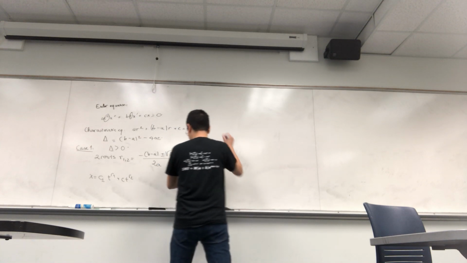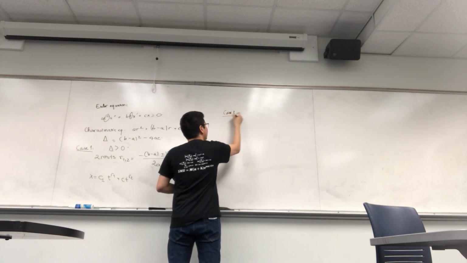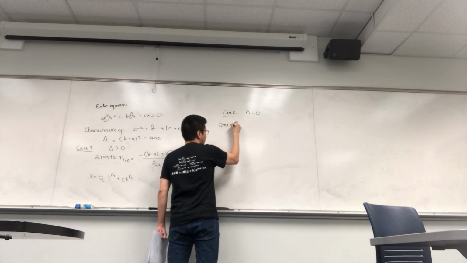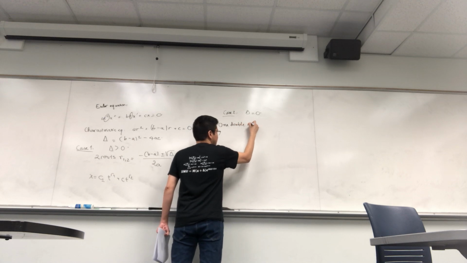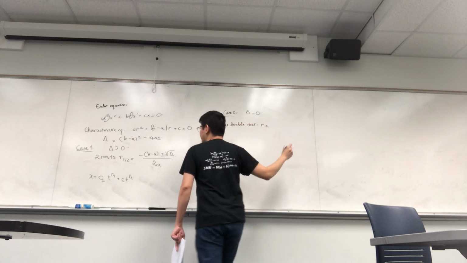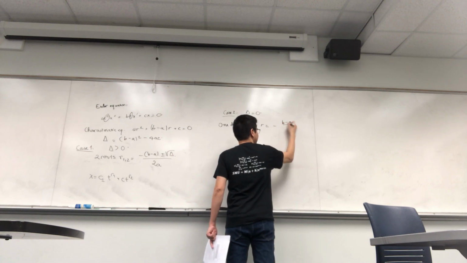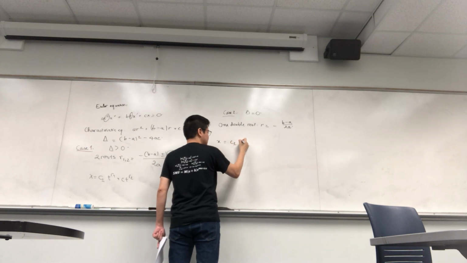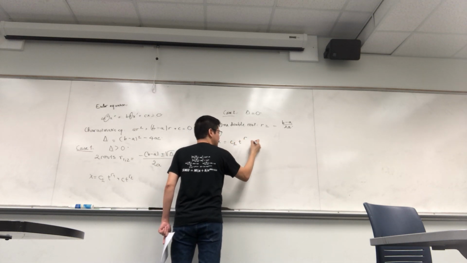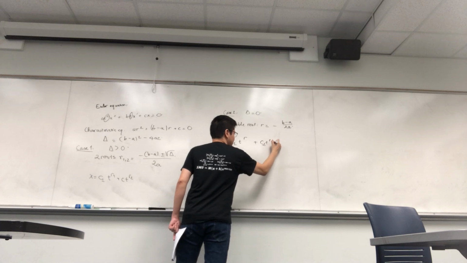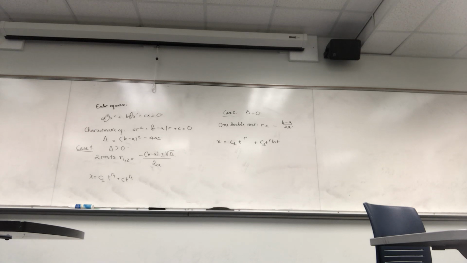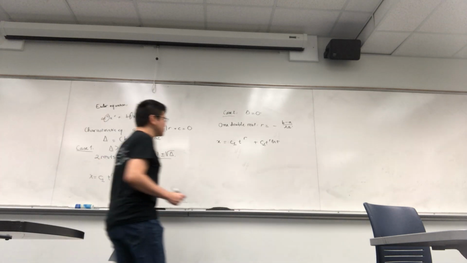So case number 2, when delta is 0, you have only one double root, right? R is minus (b minus a) over 2a. And then in this case, you have x is c1 t to the r plus c2 t to the r log t. Right? This is where we were last time. So let us do some examples on case number 2.